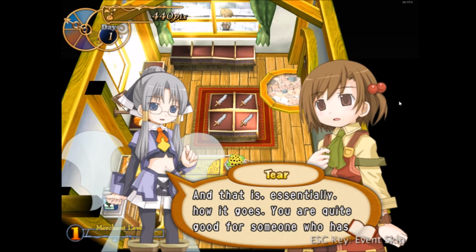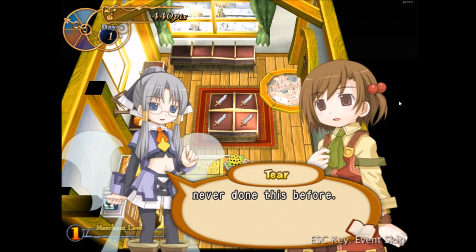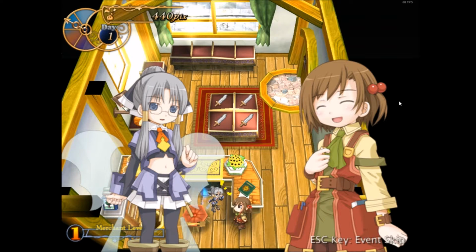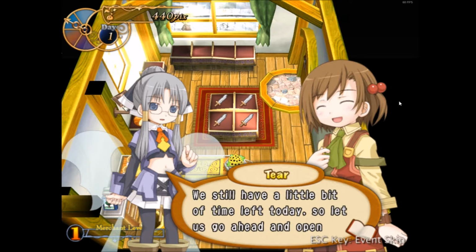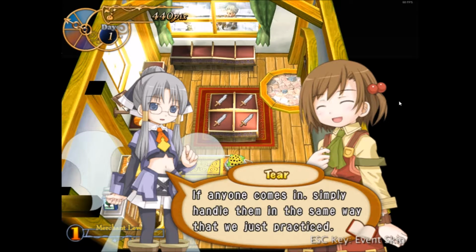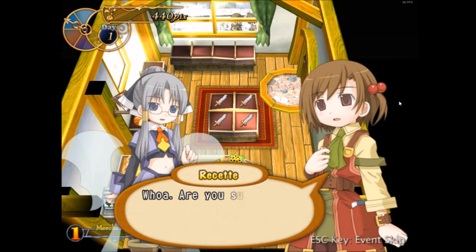And that is essentially how it goes. You are quite good for someone who has never done this before. Really? We still have a little bit of time left today, so let us go ahead and open the store proper. If anyone comes in, simply handle them in the same way that we just practiced.